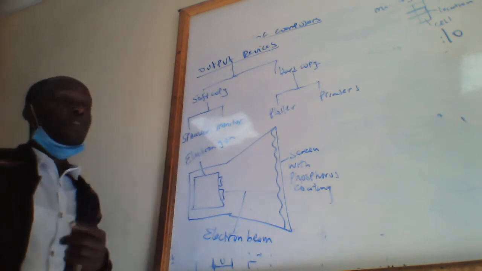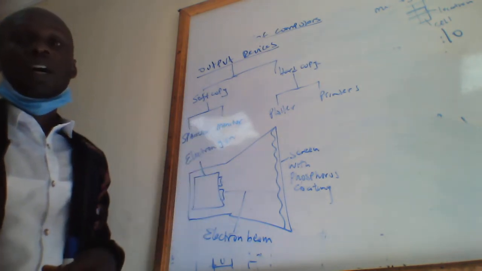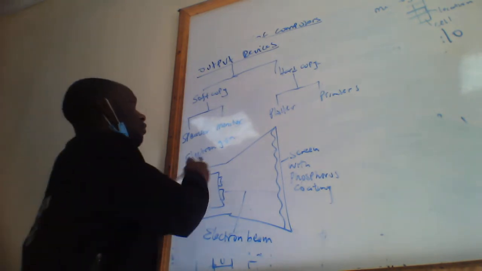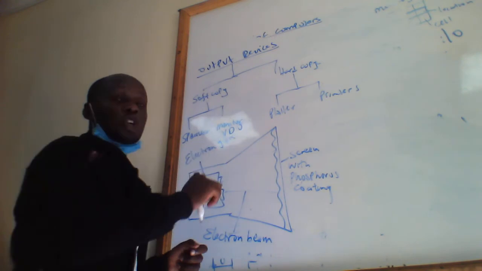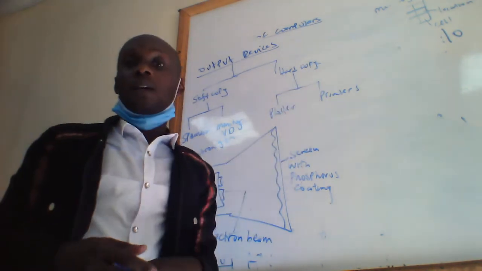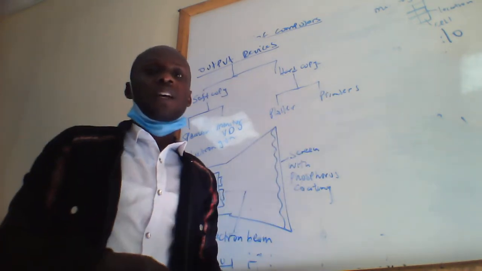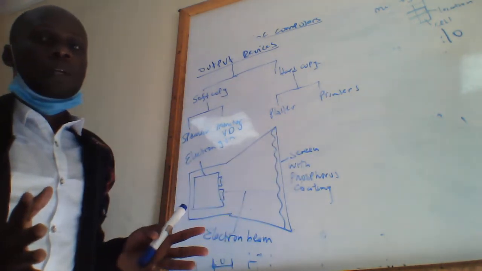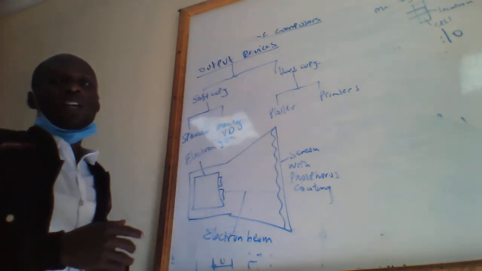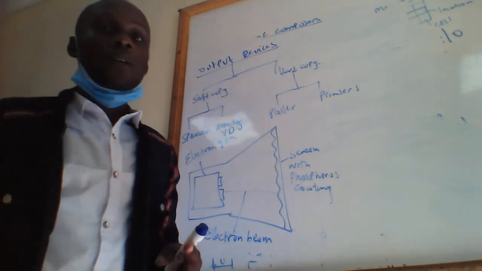Examples of soft copy output devices are speakers and the monitor, or what we call the visual display unit. Another name for monitor is VDU, visual display unit. Examples of hard copy output devices are plotters and printers. Now I want us to look at soft copy output devices. We have monitors, which are output devices that display soft copy output.